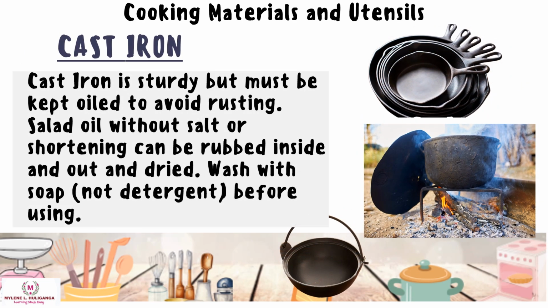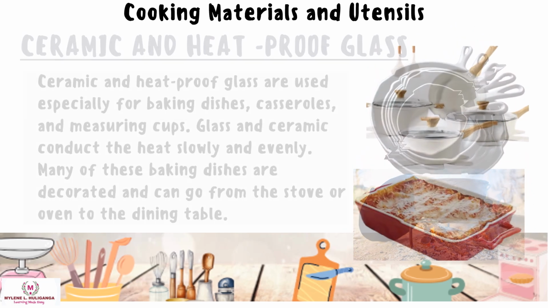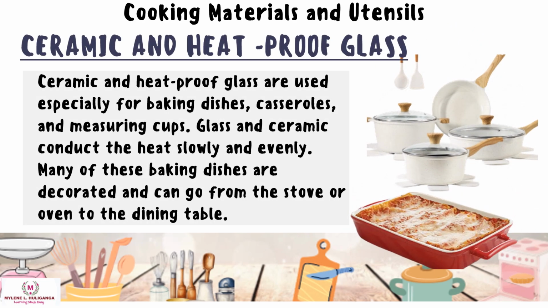Cast iron is sturdy but must be kept oiled to avoid rusting. Salad oil without salt or shortening can be rubbed inside and out and dried. Wash with soap, not detergent, before using. Ceramic and heat-proof glass are used especially for baking dishes, casseroles, and measuring cups. Glass and ceramic conduct the heat slowly and evenly. Many of these baking dishes are decorated and can go from the stove or oven to the dining table.